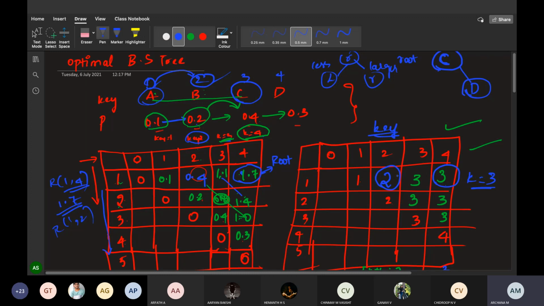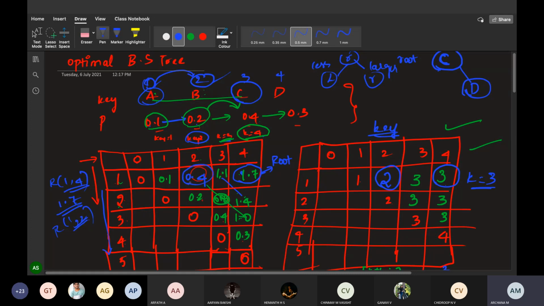Okay, now tell me, why am I taking this 1, 2? I have to find out the subtree. To find the subtree, I have to take only 2 keys. 1 and 2 are enough for me. So I am taking the root from 1 to 2. What is the answer for 1 and 2?